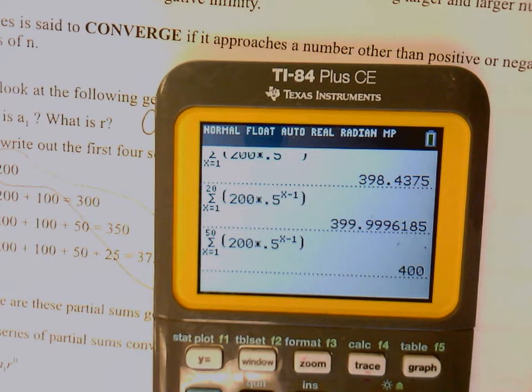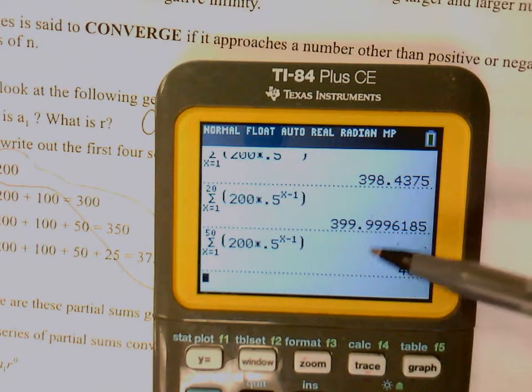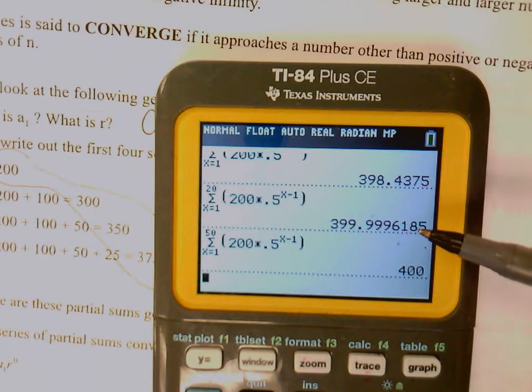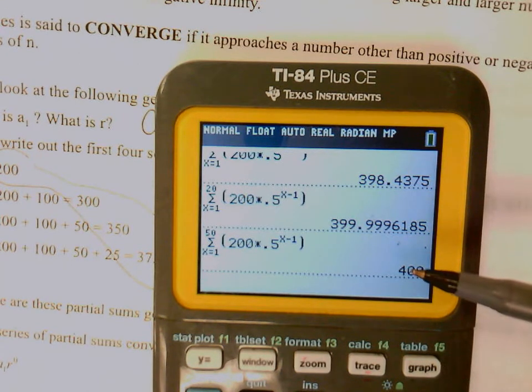If you have enough 0.9999s forever, your calculator is going to tell you that 399.99 repeated is 400, just like 0.6666666 is the fraction 2/3. So that's what it means to converge. It's approaching a certain number, even though we only get to 399.999 repeated. It said it converges to the number 400.